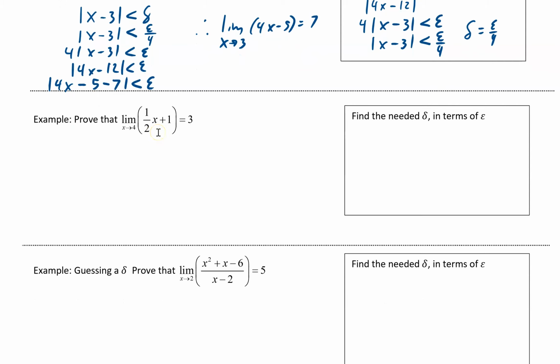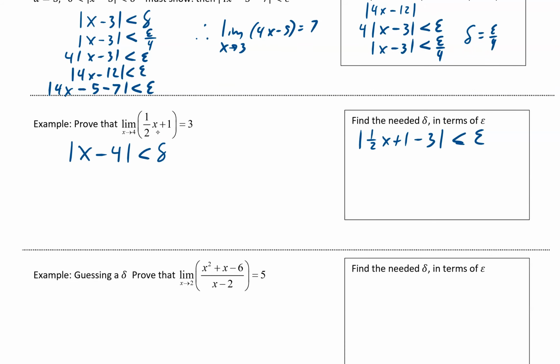So again, this time we're going to write it all out all by itself. So we're starting with |x - 4| < delta. And we're going to use that to show that |1/2 x + 1 - 3| < epsilon. And so we're going to do some simplifying to get this down to |x - 4|. So again, that's our goal. And it's going to tell us what to set our delta equal to. Not the 8, the delta.